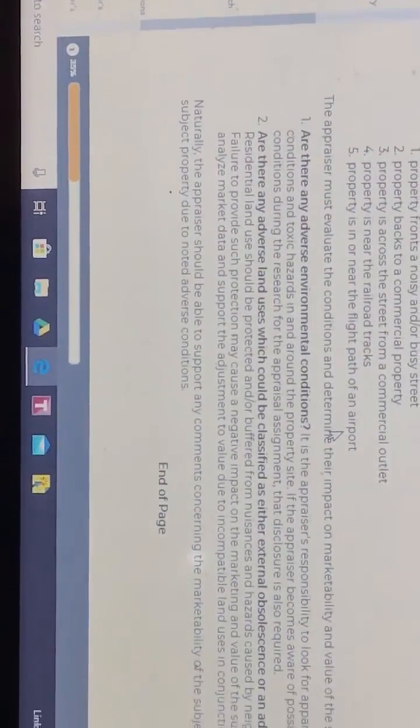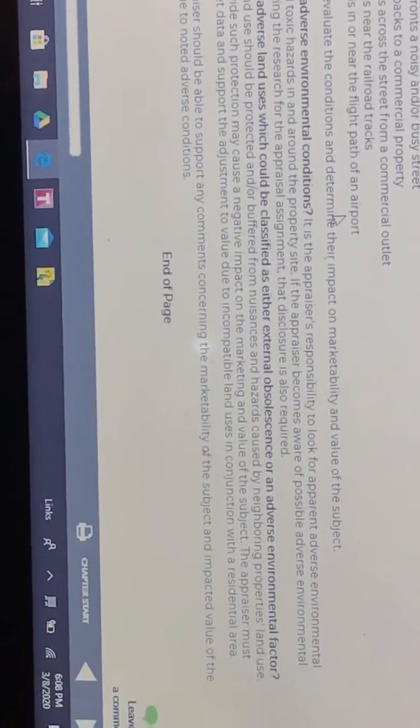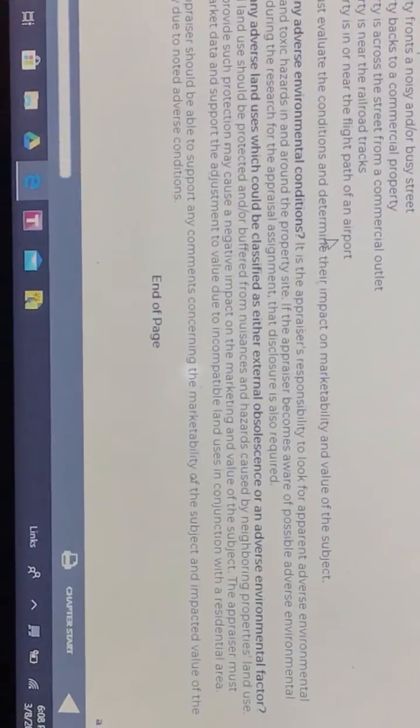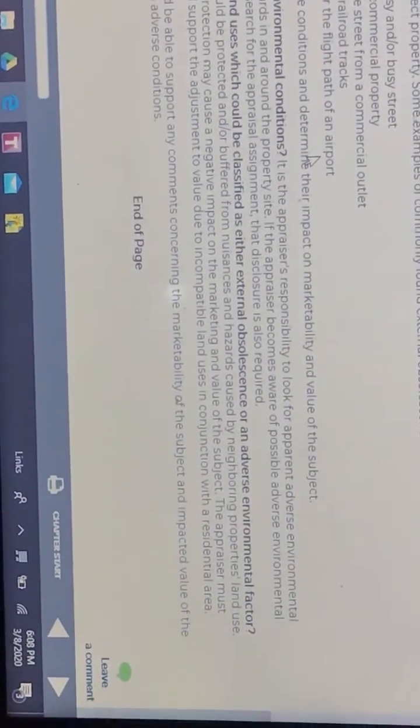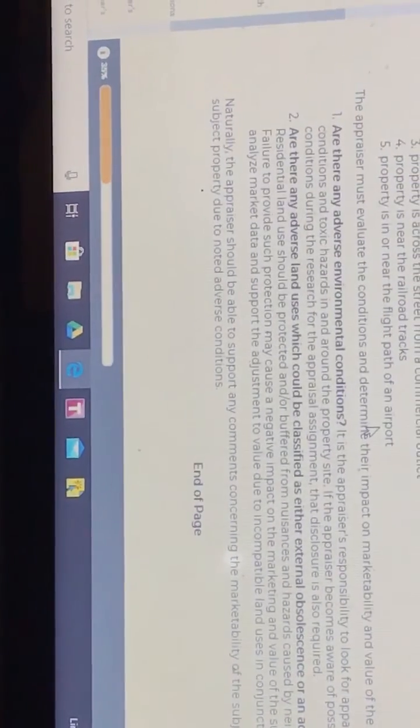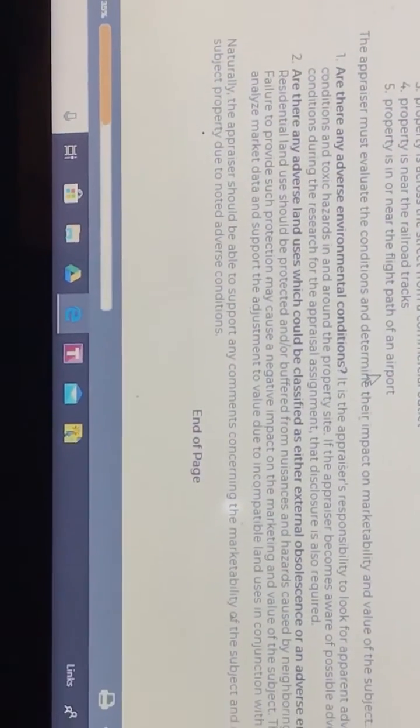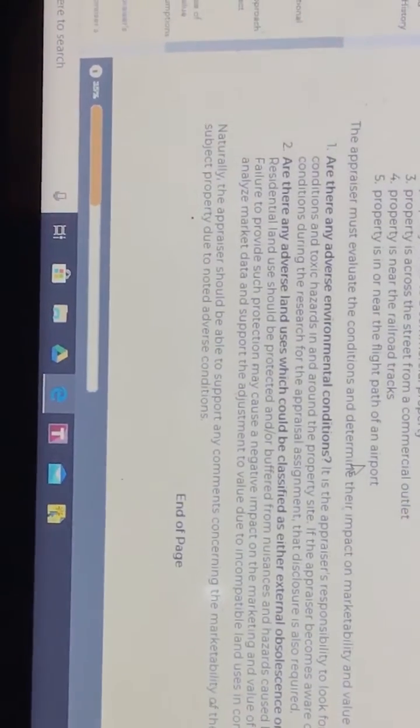The appraiser must analyze market data and support the adjustment to value due to incompatible land uses in conjunction with a residential area. Naturally, the appraiser should be able to support any comments concerning the marketability of the subject and impacted value of the subject property due to noted adverse conditions. End of page.